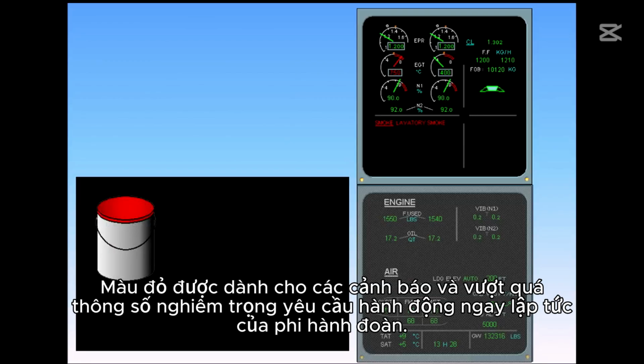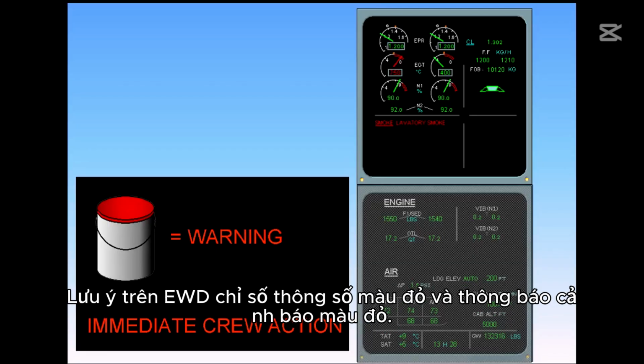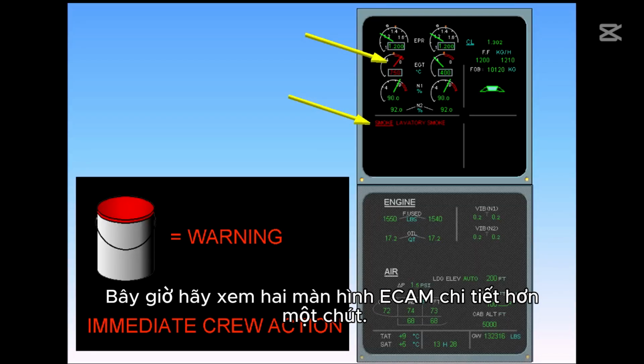Red is reserved for serious parameter exceedance and warnings that require immediate crew action. Notice on the EWD the red parameter indication and the red warning message. Let's now look at the two ECAM displays in a little more detail.